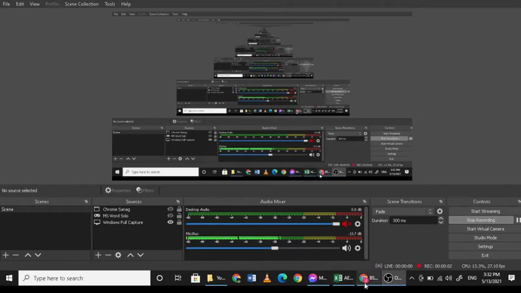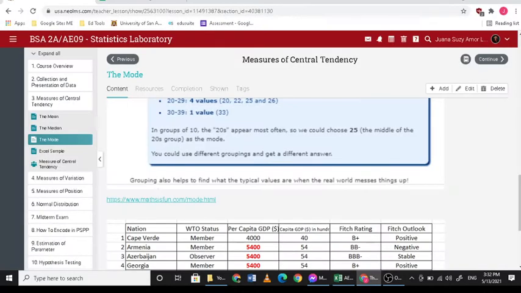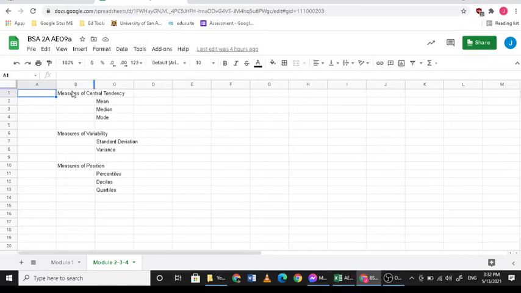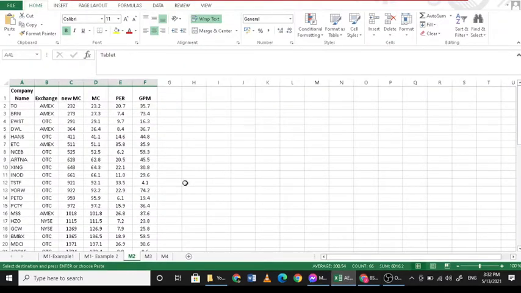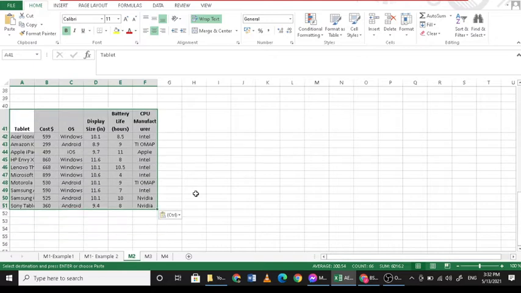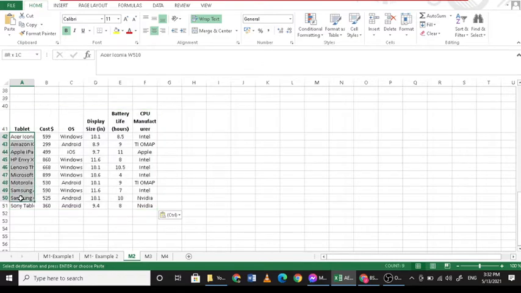Good day. Today we're going to discuss the second module for your statistics laboratory, the measures of central tendency. We're going to show you how to solve for the mean, the median, and the mode. Using our previous example, let's first solve for them using the manual method, or at least manually using Excel.